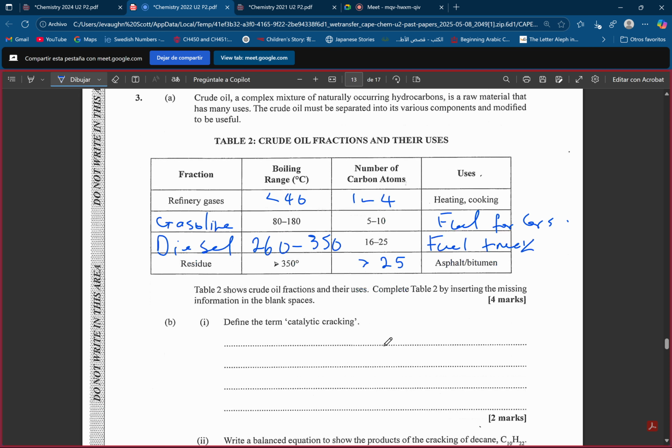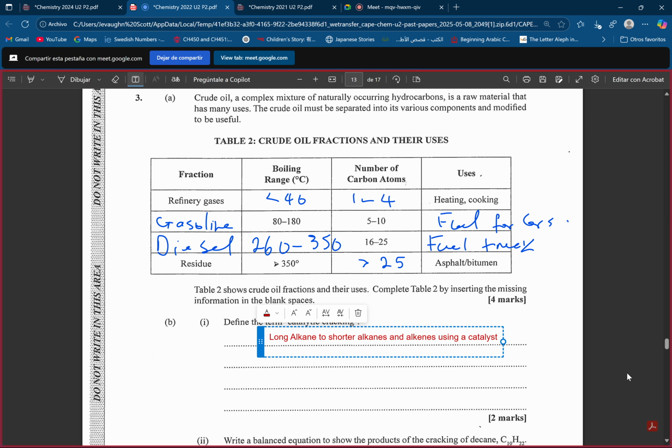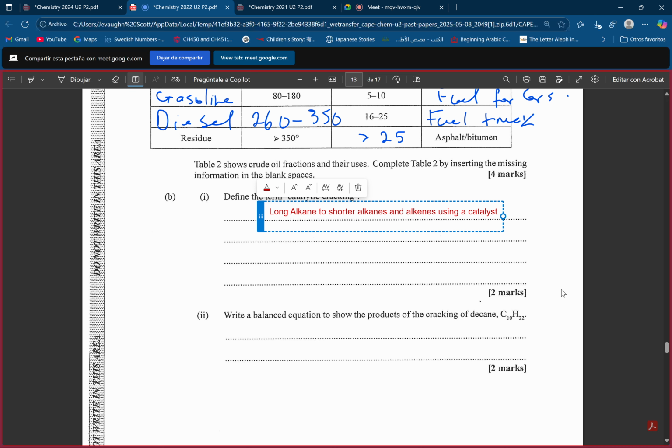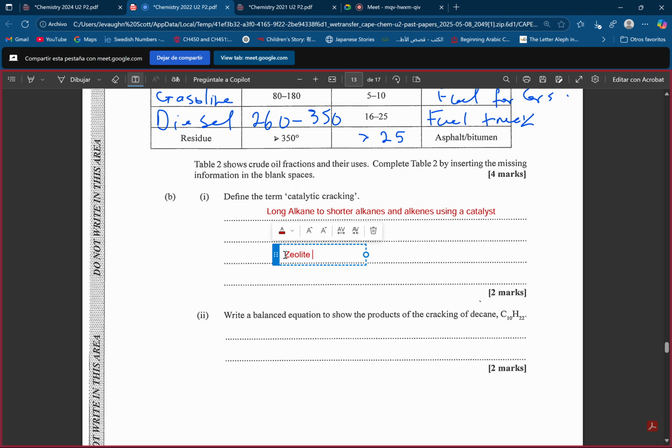Alright? Define the term catalytic cracking. What's catalytic cracking? Using a catalyst. Lovely. And what that catalyst tends to be what? What's the catalyst that we normally use? Do we remember? The catalyst is zeolite.